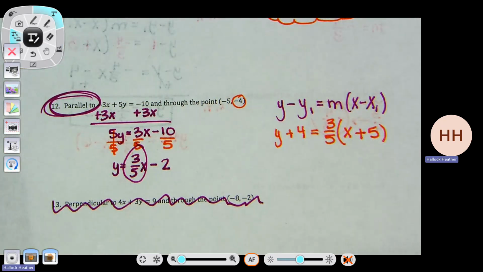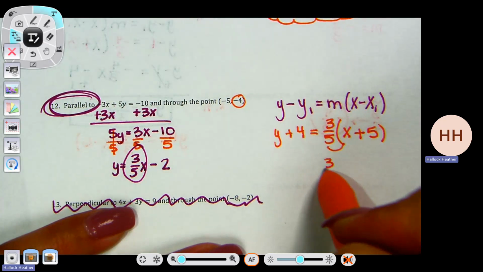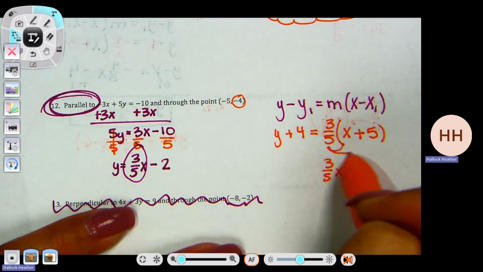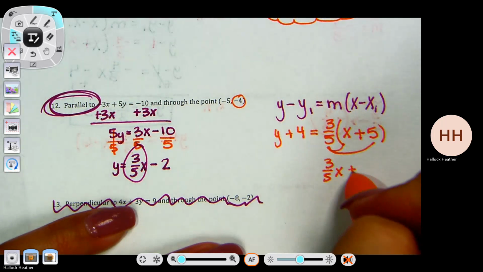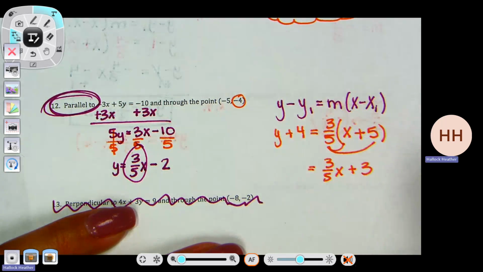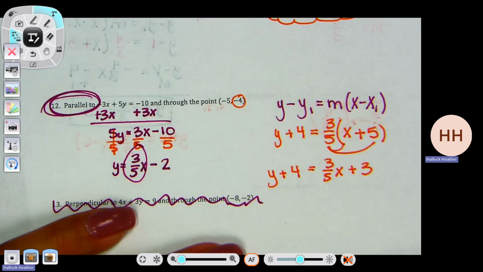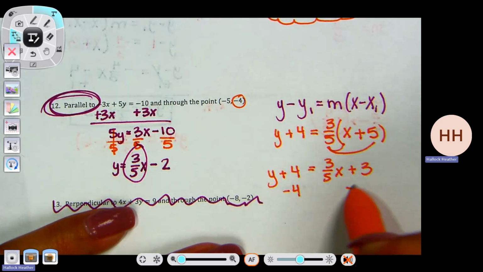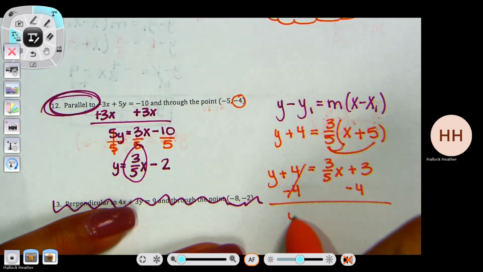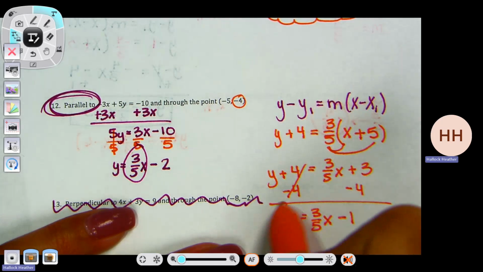I'm distributing my 3/5 into the parentheses. 3/5 times x is just 3/5 x. 3/5 times 5 is 3. And a positive times positive is just positive, so it should be a plus 3. Last step, subtract 4, and it makes -1. I think it's like that.